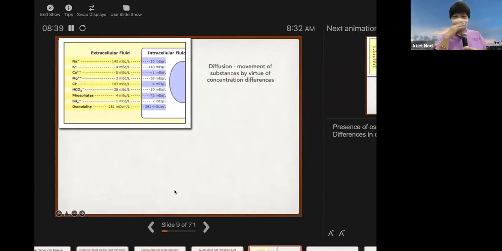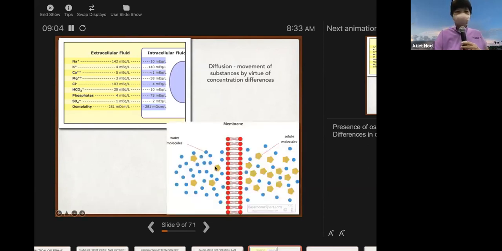Diffusion is the movement of a substance by virtue of a concentration difference. We know that the main cation extracellularly is sodium, and for intracellular fluid, the main cation is potassium. So if it's more concentrated here, right? What will happen? It will attract the water to move to the other side.